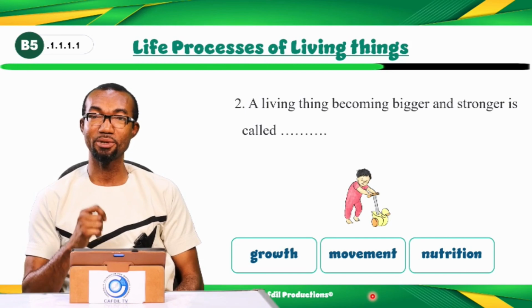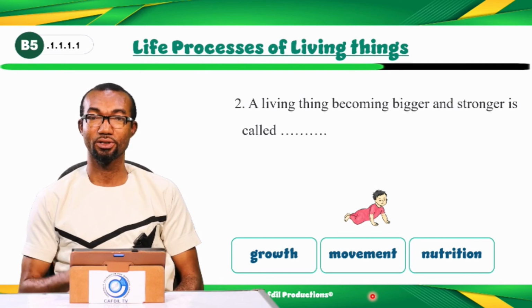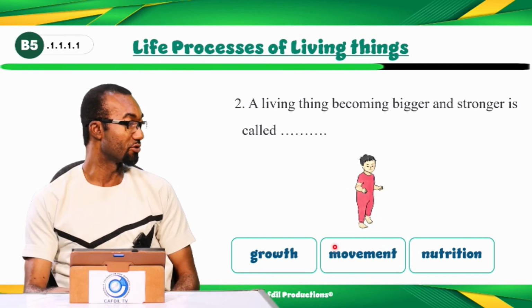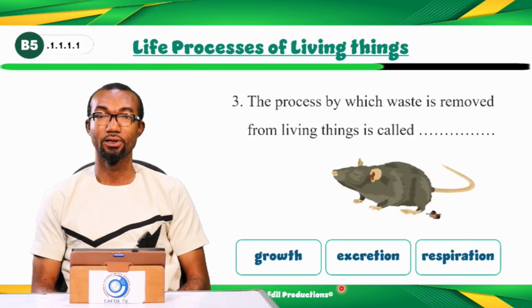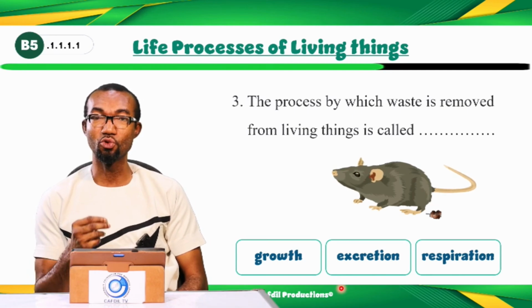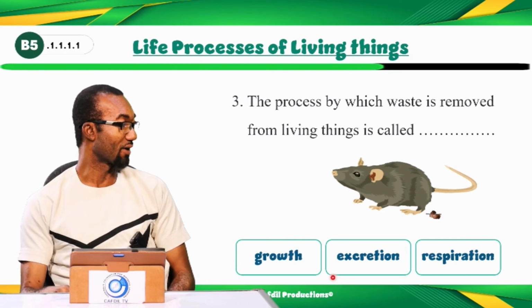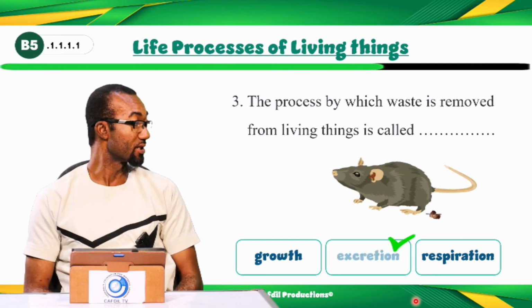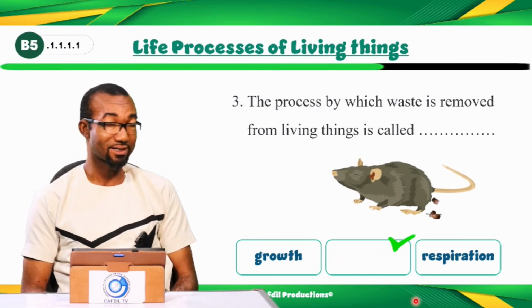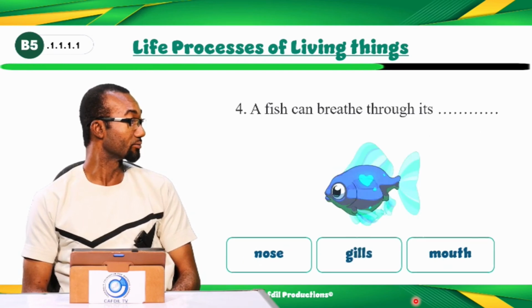2. A living thing becoming bigger and stronger is called, you have growth, movement, and nutrition. Good, the answer is growth. 3. The process by which waste is removed from living things is called, we have growth, you have excretion, you have respiration. Good, the answer is excretion. Removing waste is called excretion.